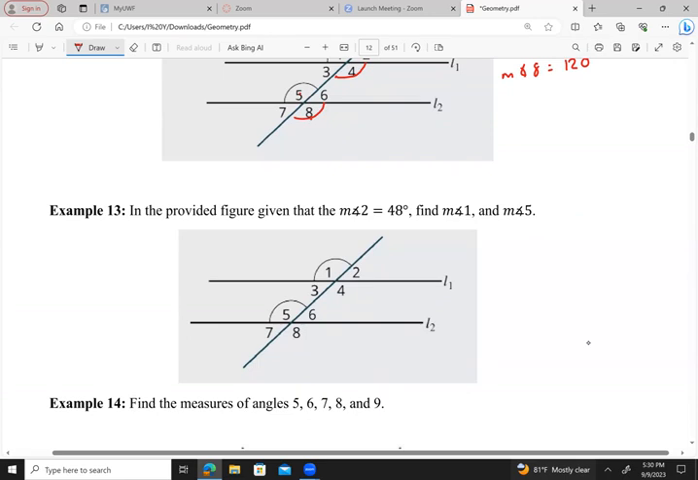In the provided figure, given that the measure of angle 2 is 48 degrees, find the measure of angle 1 and 5. Well, first, they're going to be the same, so the measure of angle 1 is equal to 180 minus 48, which is 132 degrees. All right? So that means the measure of angle 5 is the same.